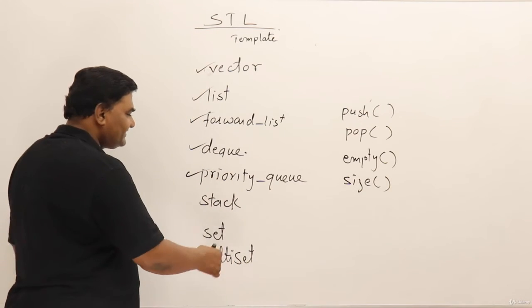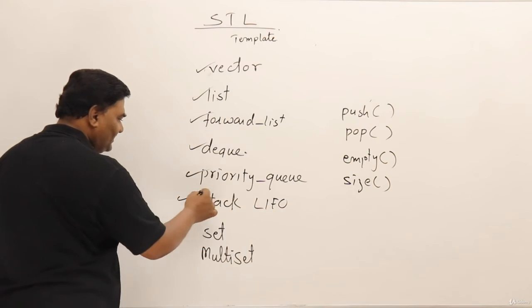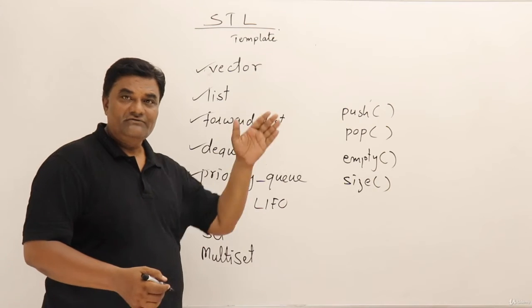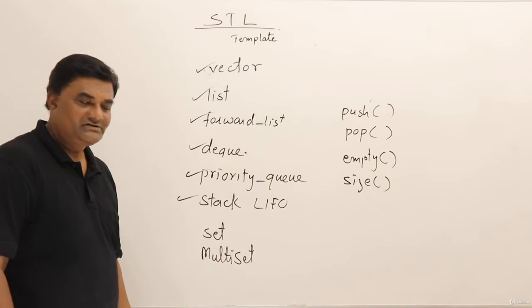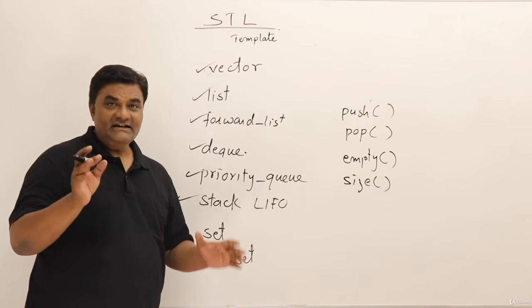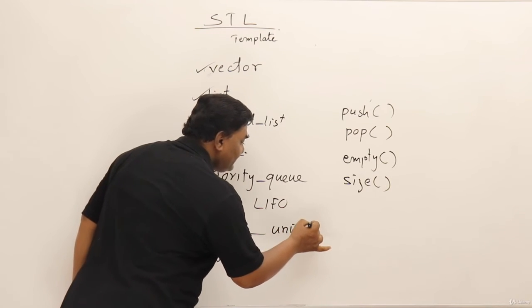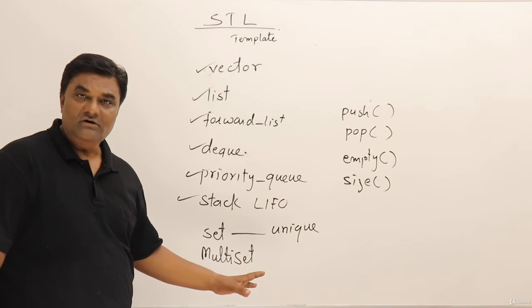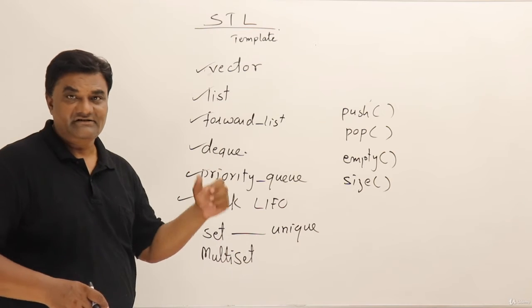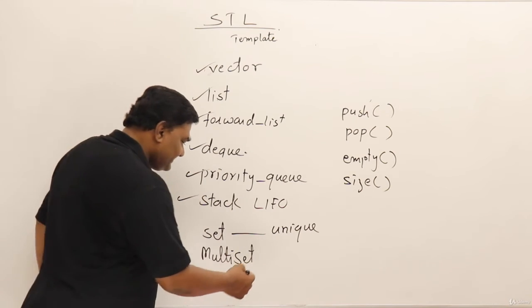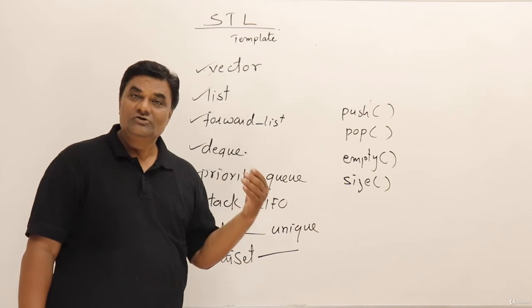Then stack, this works on the discipline last in first out, and it has the same set of operations. So I don't have to explain. That is last in first out. From the top only the elements are inserted, and from the top the elements are deleted. That is push and pop operations. Now set. This is a collection of elements which will contain only unique elements. Duplicates are not allowed. It will not maintain the order in which you have inserted the elements. The next, multi-set. This is the same as a set only, but it allows duplicates.